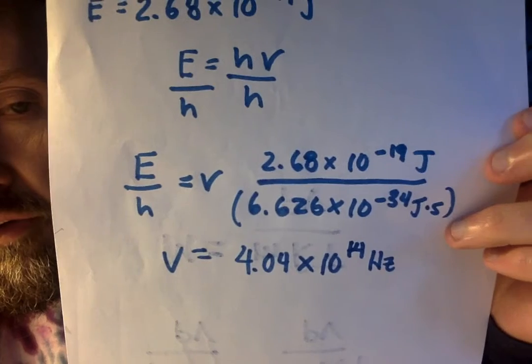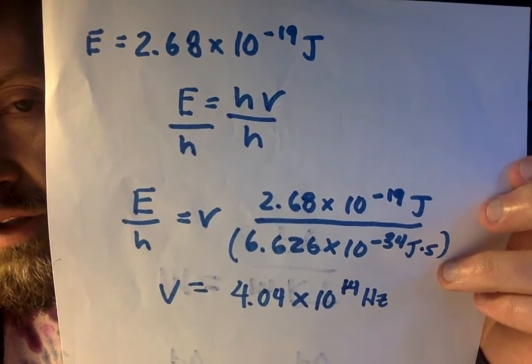I'm going to get my calculator out here. 2.68 times 10 caret negative 19, divided by parentheses 6.626 times 10 negative 34, and I get 4.04 times 10 to the 14th hertz, and that is my nu. So you can see that there. See how we did that.